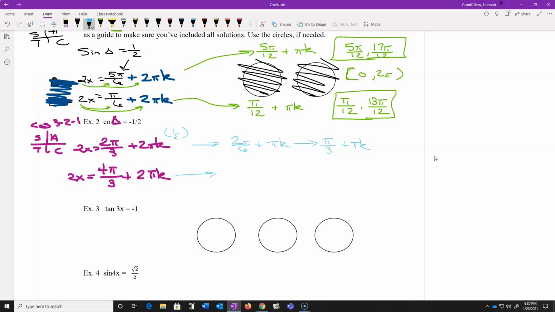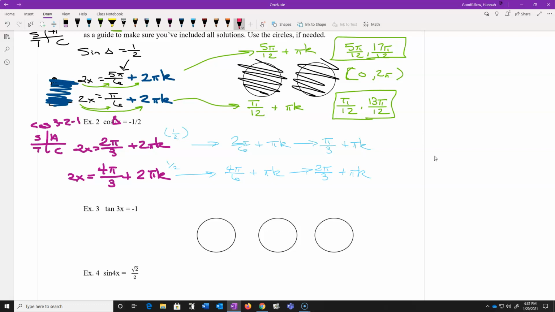This one, if I multiply through by the half, I would end up with 4 pi over 6 plus pi k, and ultimately 2 pi over 3 plus pi k. Now, these are all solutions that are basically going to give you every single answer, and it is very likely that sometimes they might overlap one another. That totally happens, where one overlaps the other. You just got to watch for it.